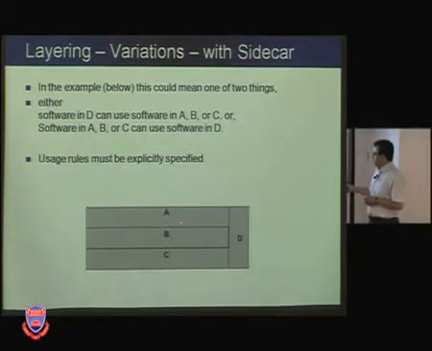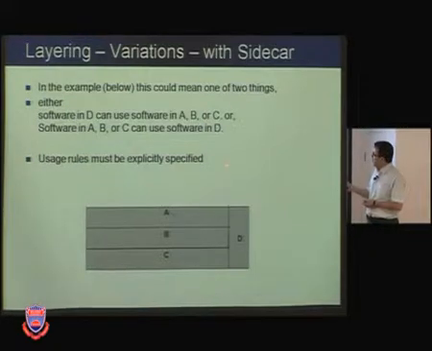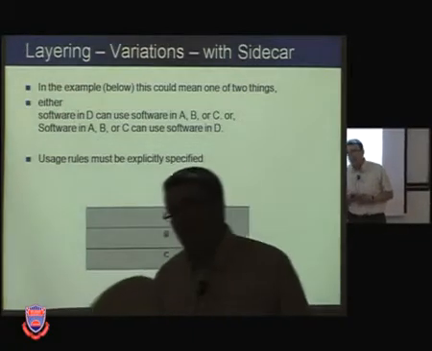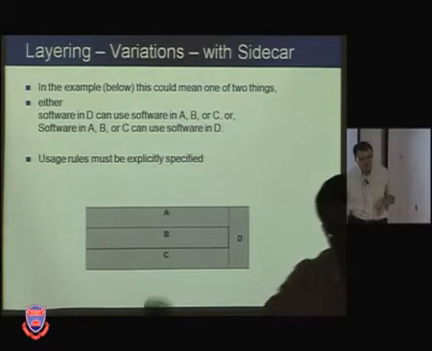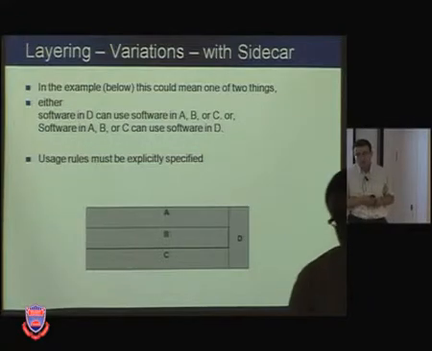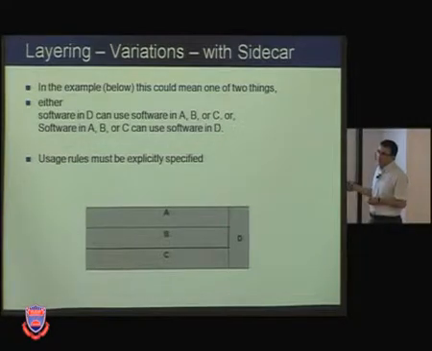Because we say we have 3 horizontal layers, 1 vertical layer. You can see this now and then. In this case it's ambiguous, so again usage rules must be explicitly specified. If you happen to define a layered view with a sidecar, you say, in this case, the system consists of 4 layers, and the relation is only from left to right. Okay, possible. Or vice versa.